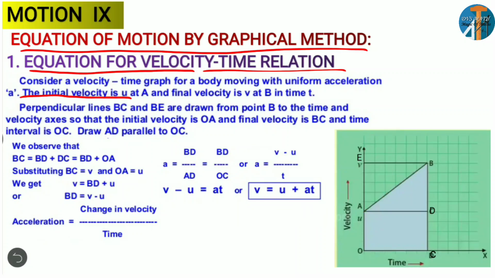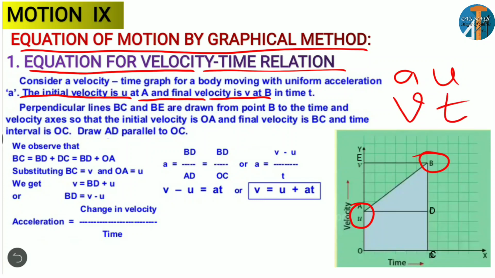So here you can observe initial velocity as u, at point A. Final velocity v at B, in a time t. So observe, we are taking acceleration as a, initial velocity as u, final velocity as v, time as t. Already when we were discussing acceleration, we learnt about these variables, right?